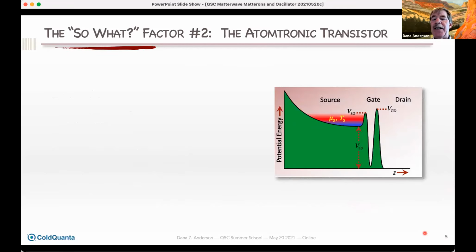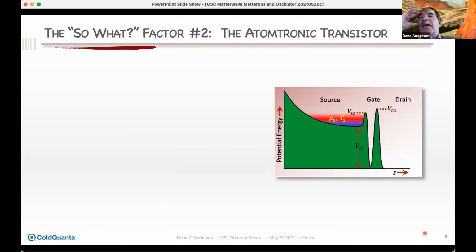Let me emphasize again, I did it at a very high level, give you what I call the SOF factor. Well, I'm an applied physicist. I like to do things that will eventually be useful. So let me try to describe the SOF factor in Atomtronics.